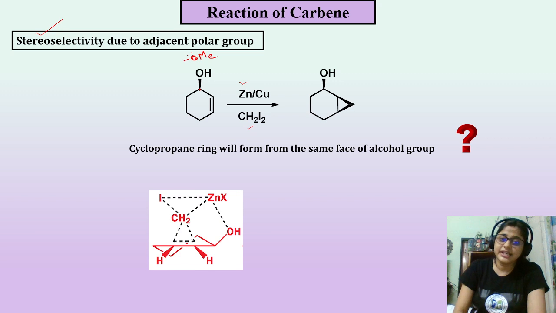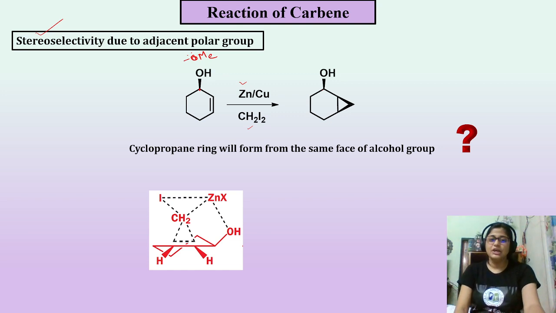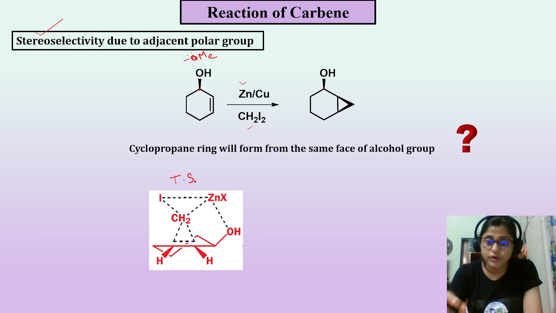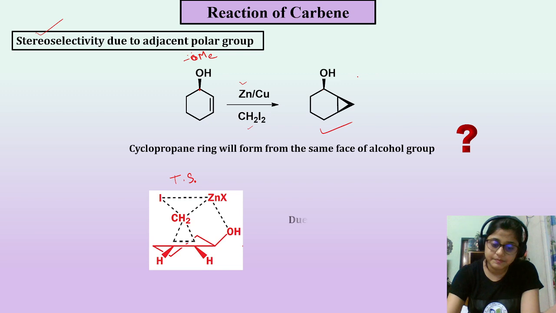Here, this kind of chelation will happen when any polar group is present. Through oxygen and iodine, it will form this kind of overlap. It will chelate. So due to chelation, this kind of transition state is more stable than the other one. So two products will be formed. One will be in higher amount, this will be major. The other one will be minor.